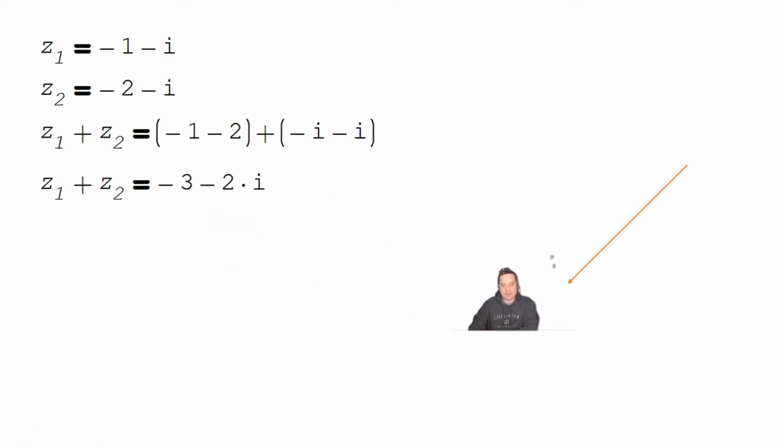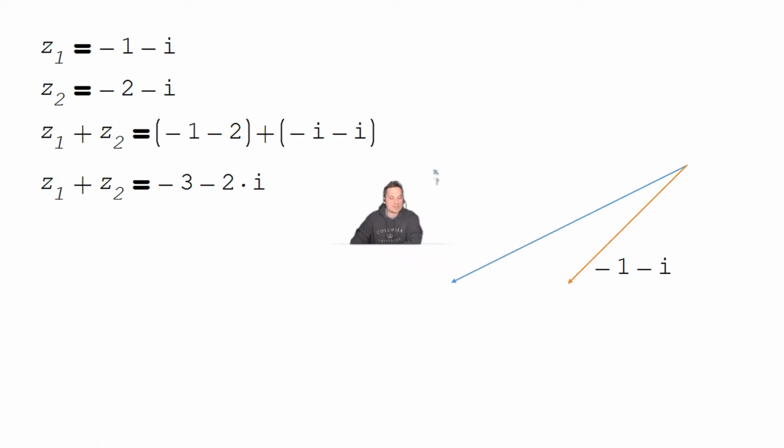So I'm going to first visualize this number, and this time I'm going to make things a bit bigger. So this represents the number negative 1 minus i. So what it means is negative 1 is 1 to the left, and the negative i means 1 down, basically. That's why it looks like that. That blue arrow represents the number negative 2 minus i. So it's going to look like this. Beginning from where they meet, it's as if you went 2 to the left and then 1 down.